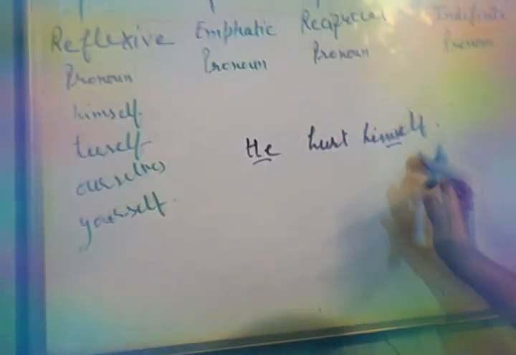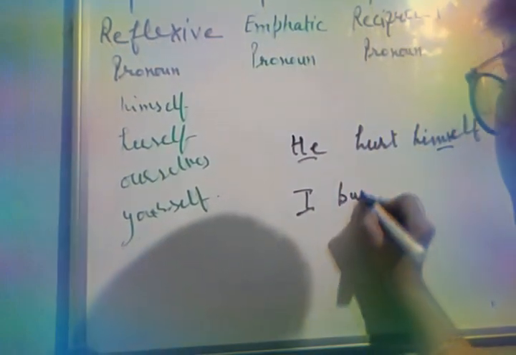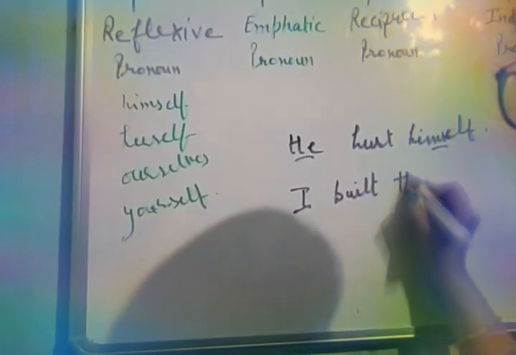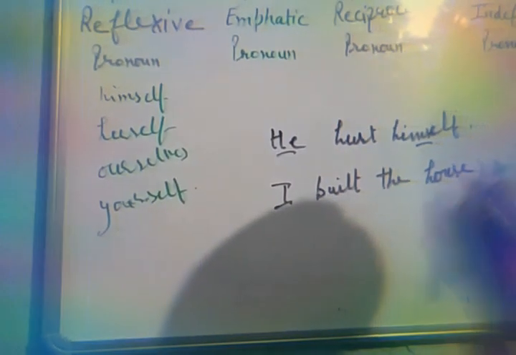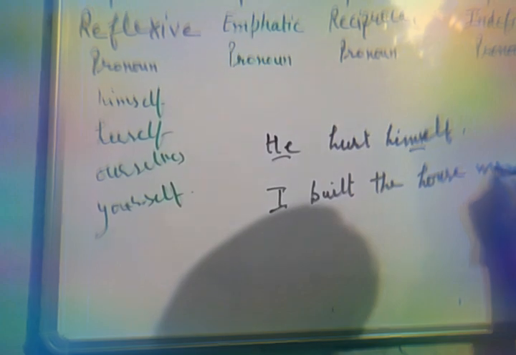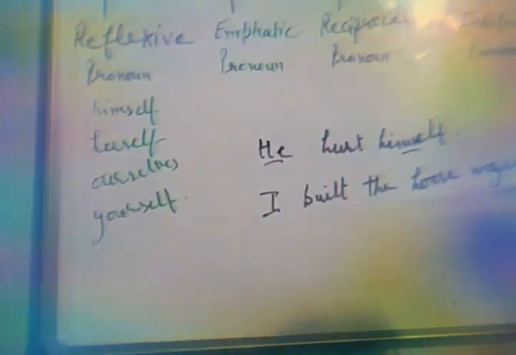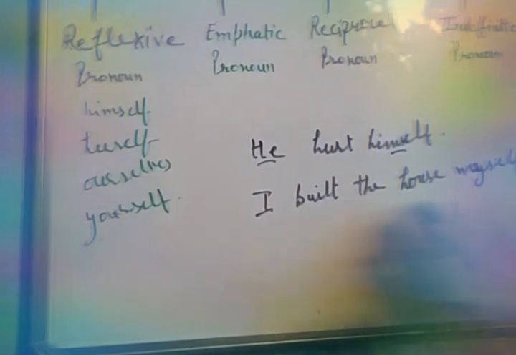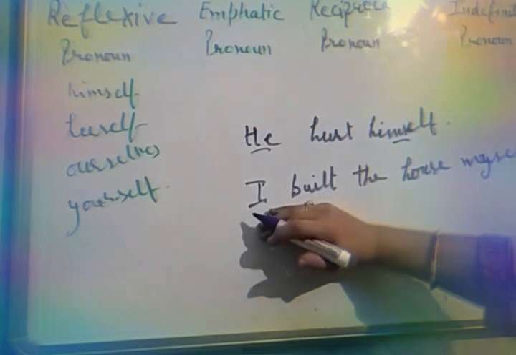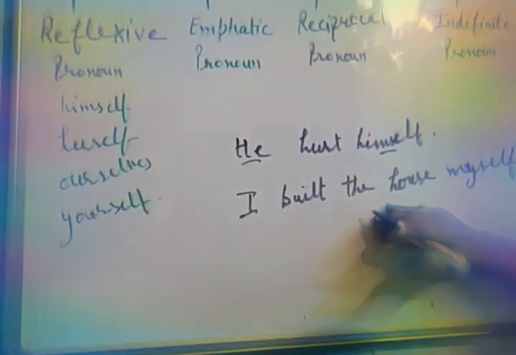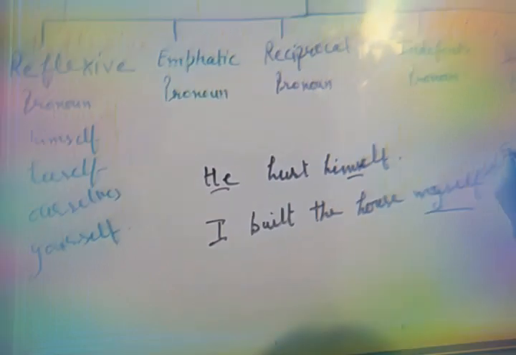If I say, I built the house myself. In this sentence, I built the house myself, that doesn't mean I am the receiver. I am just emphasizing that nobody helped me. I built the house myself. So myself is used as emphatic pronoun, we can say.